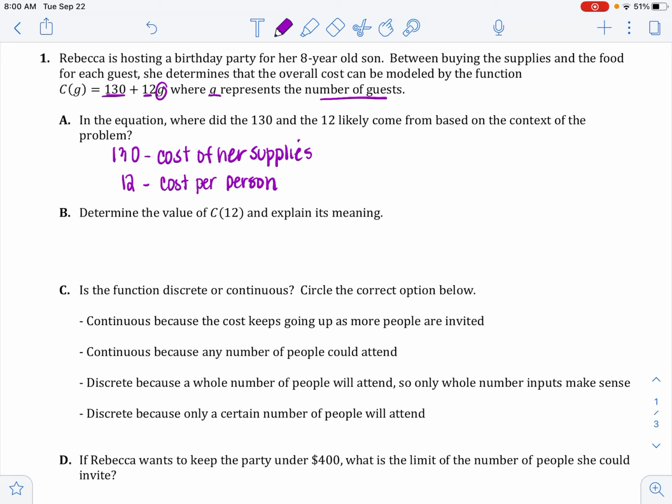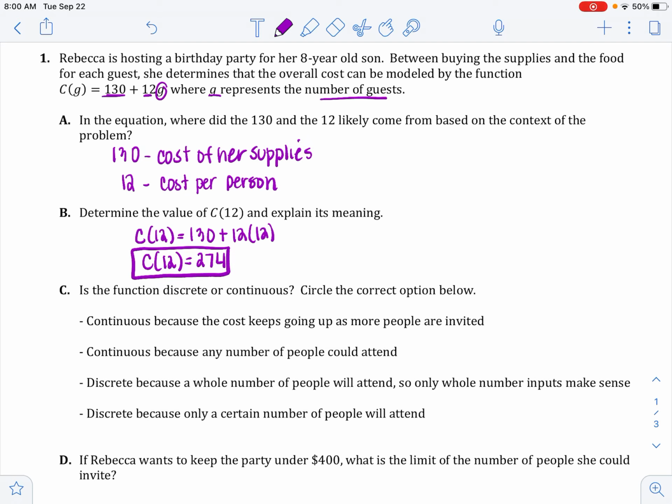All right, to determine the value of C of 12 and explain its meaning. C of 12, I'm plugging in 12 for G. 130 plus 12 times 12. If you need a calculator for this, it's not a problem. You have 144 plus 130, which is 274.